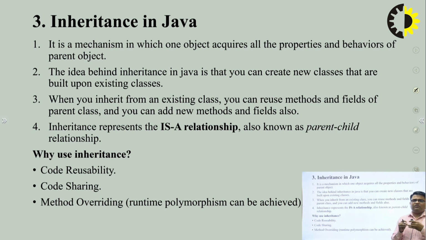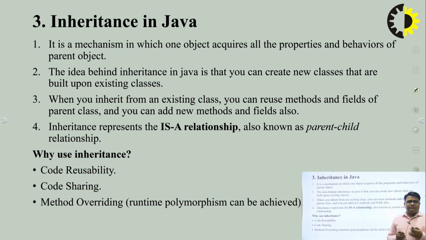We will have one class and we can derive a new class from an existing class. When you inherit from an existing class, you can reuse methods and fields of the parent class, and you can add new methods and fields also. The idea is that a new class can inherit all the properties of the parent class and add its own unique properties inside its body. Inheritance represents an is-a relationship, also known as a parent-child relationship.